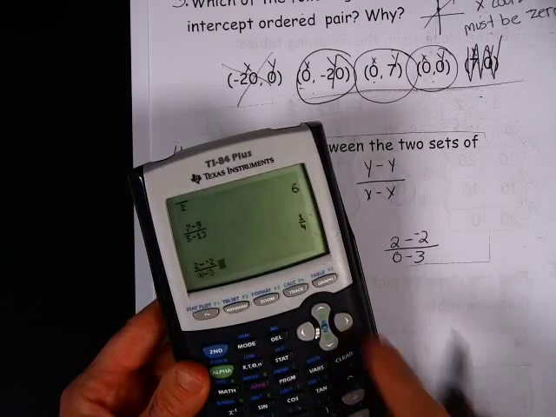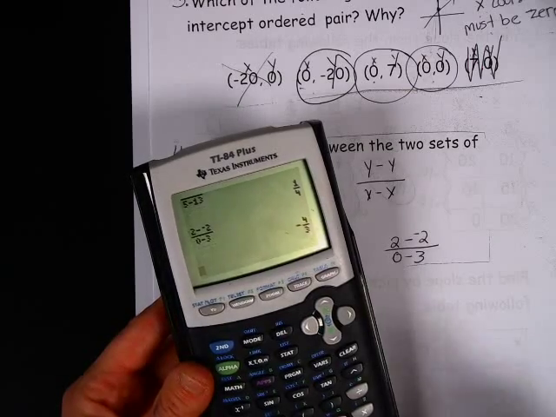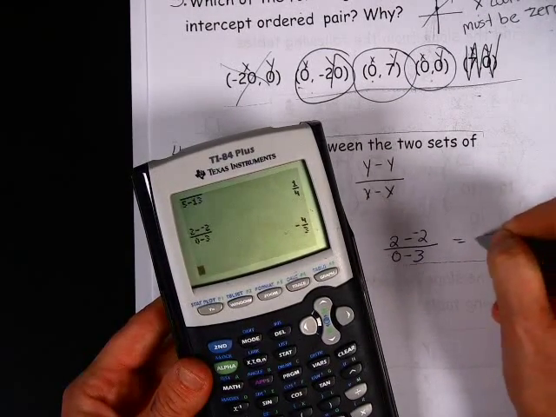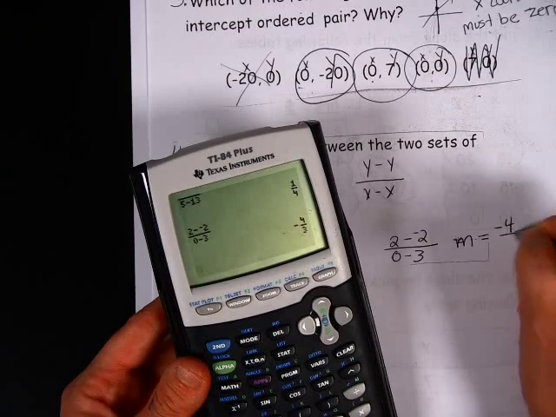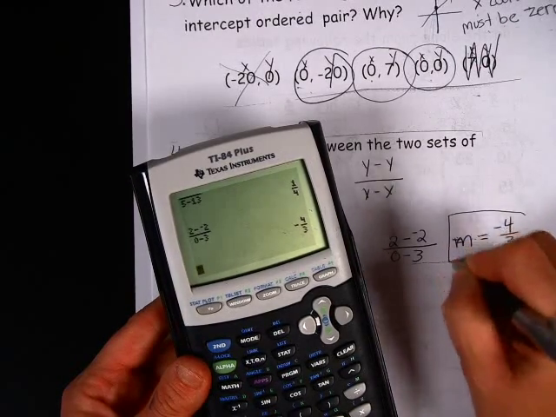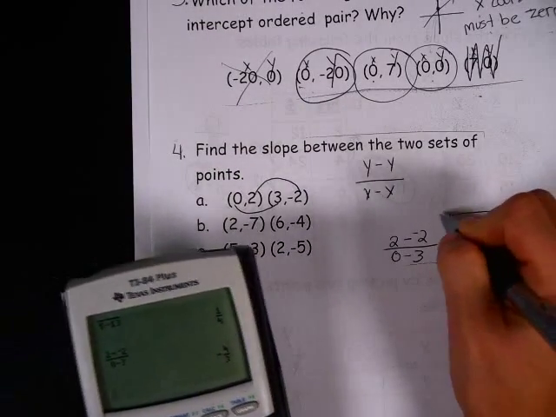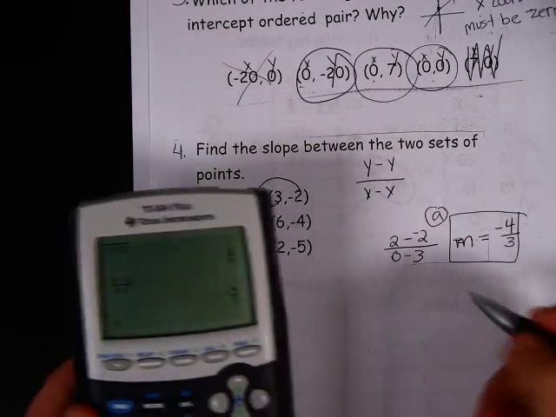It simplifies it and it gives you the answer. So my answer is m equals negative 4 over 3. So that is for A. Now let's try B.